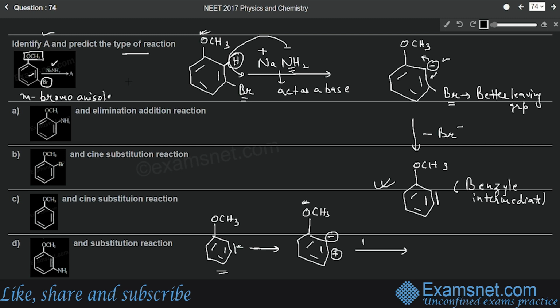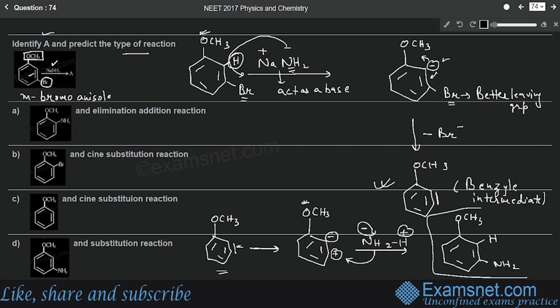Now it will further react with ammonia. Ammonia will have a positive charge on the hydrogen and a negative charge on the NH2. So this negative amino group will get attached to this positive part. This is the ring, here we have OCH3. At this positive part, the negative NH2 will join, and at this negative part, the positive hydrogen will join. So this is the final product.